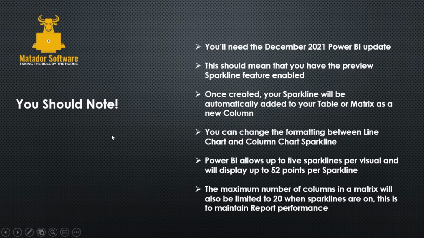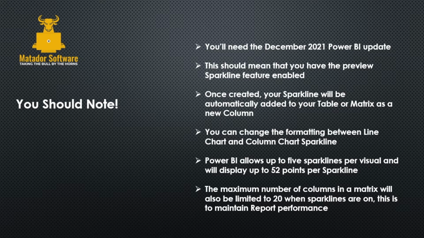Now, there's a few things that you should note. You'll need the December 2021 Power BI update. If you don't have this, you can get it from the Microsoft Store. And this should enable the preview Sparkline feature already. Your Sparkline will be automatically added to your table and matrix.